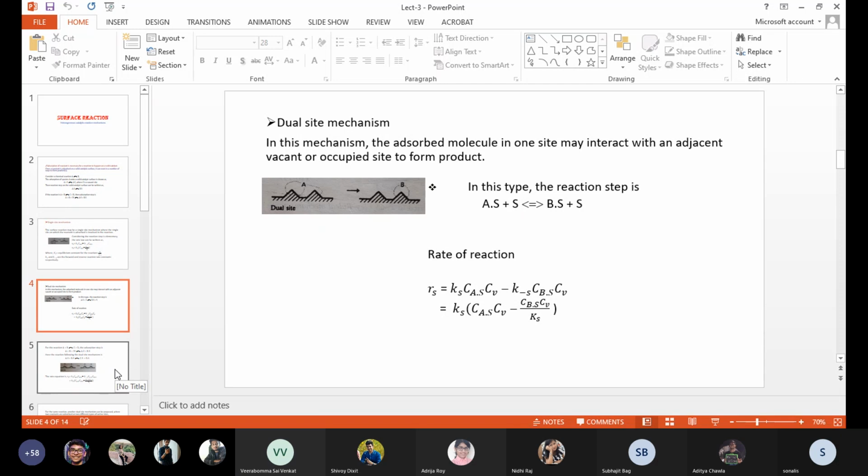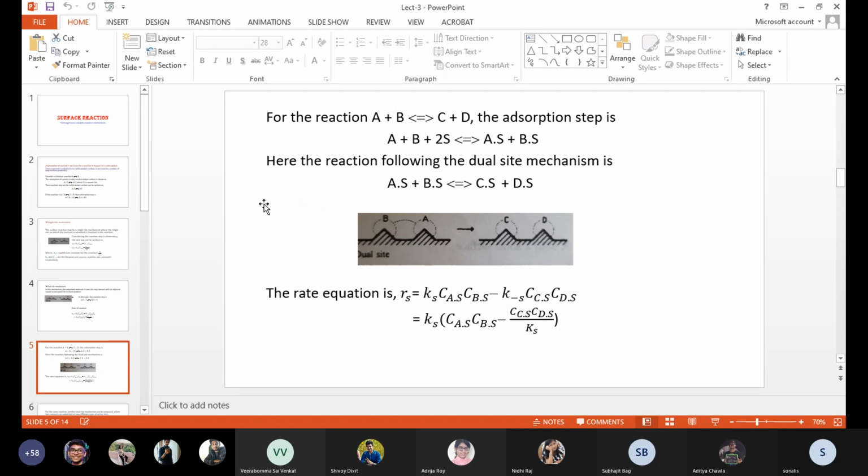So dual site, this is one type of dual site mechanism. The next type may be for the reaction A plus B to C plus D. The adsorption step is A plus B plus 2S, giving us A·S plus B·S. This is the adsorption step. So what is the reaction step? This A·S plus B·S giving us C·S plus D·S. This is A·S, this is B·S. They react together to form C·S and D·S, which are the occupied sites.